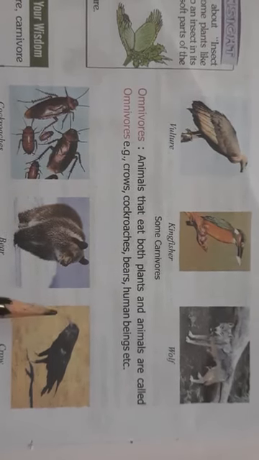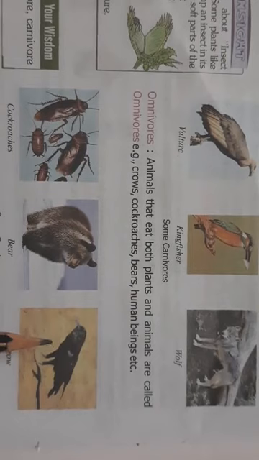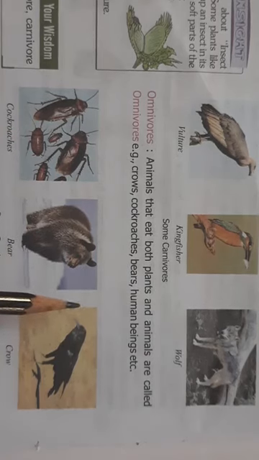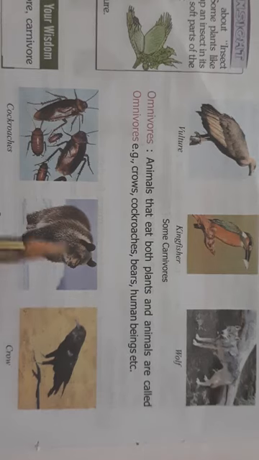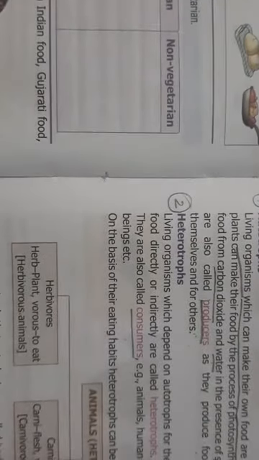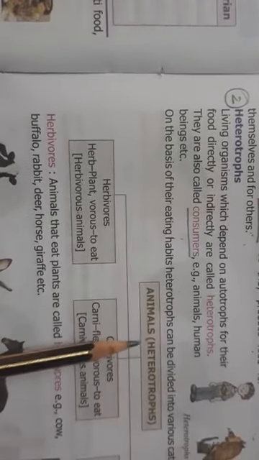What are the common examples? The common examples of omnivores are crow. You all know crow eats both. Then cockroaches, bears, we human beings, we all are omnivores. So I hope that this is clear to all of you: autotrophs and heterotrophs and the various divisions of heterotrophs.